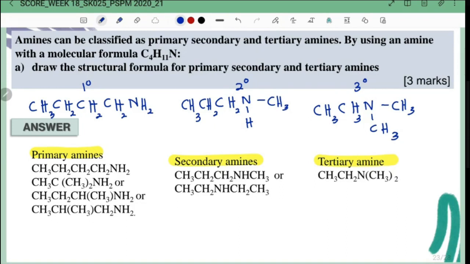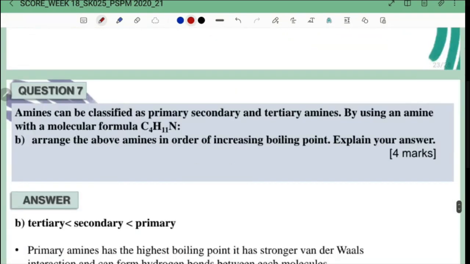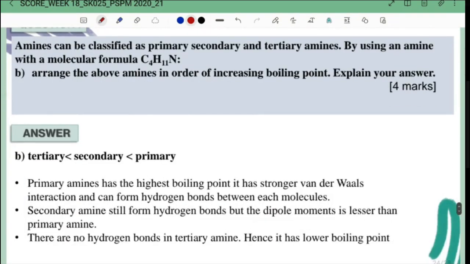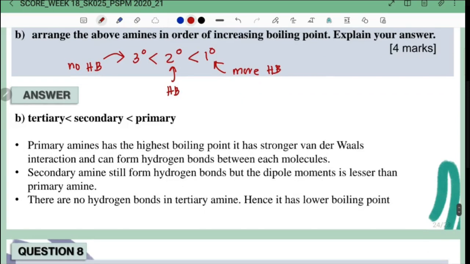So 3 marks, 1 mark each. Then look at the next question. Arrange the above amines in order of increasing boiling point. Usually for increasing, it is tertiary, secondary, primary amine, because primary amine can form more hydrogen bonds between their molecules. This one can form hydrogen bonds, this one has no hydrogen bond. So we arrange tertiary, secondary, primary. It depends on your structure.